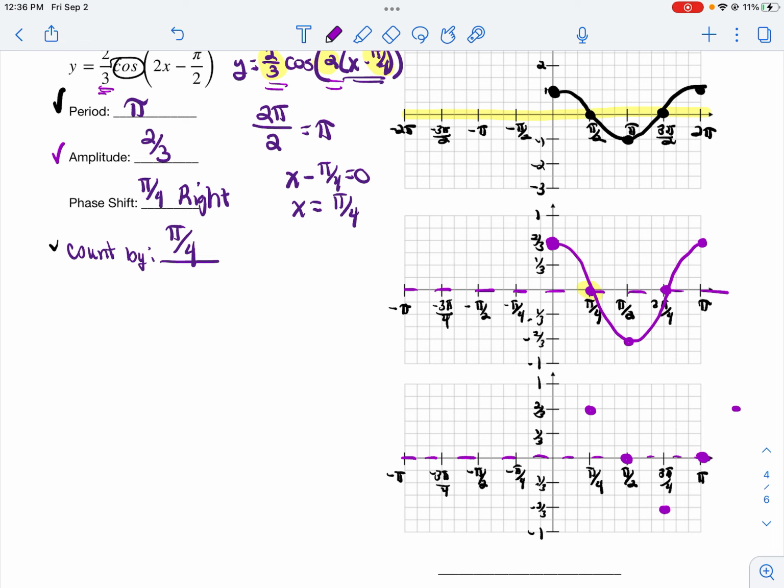And this time I'm going to end over here. Okay, now this is going to be, and there is 2 full periods of this, whoops, kind of got curvy there at the end, of this cosine graph. So this is y equals 2/3 cosine of 2x minus pi over 2.